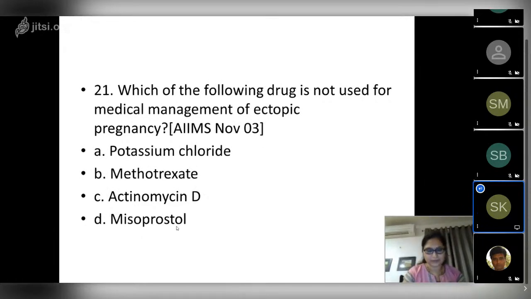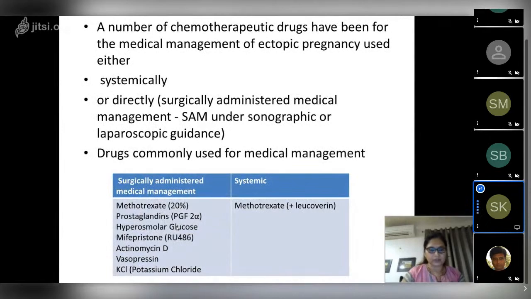Okay. Next one. What you have to remember in the medical management is that a number of chemotherapeutic drugs are used. They can be given systemically, that is IV, or directly injected into the ectopic gestational sac. That is called surgically administered medical management, or SAM. It is usually done under sonographic or laparoscopic guidance.